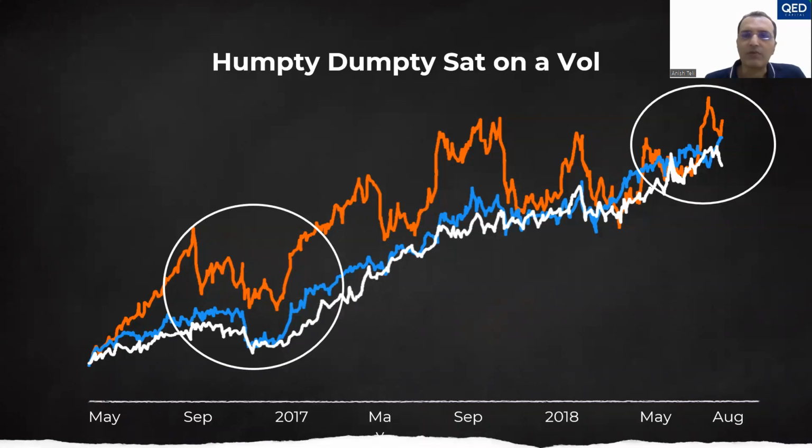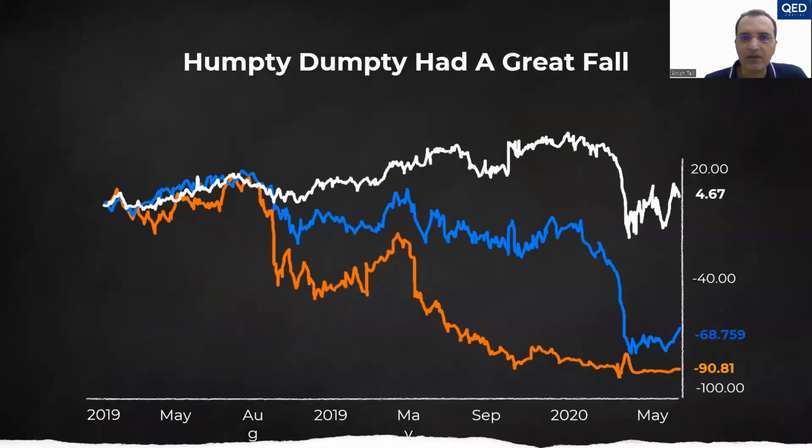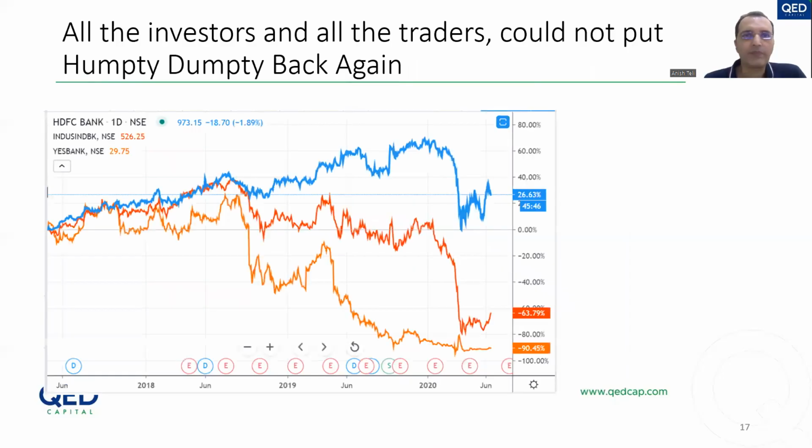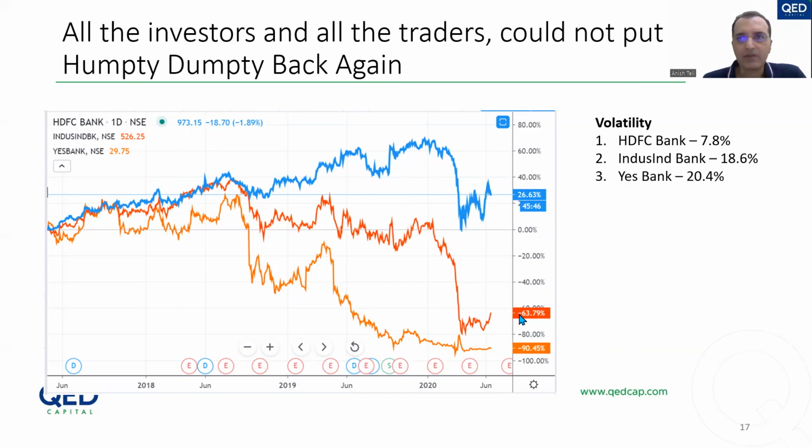If you've seen the video and you've read our weekly letter, you know which one is the orange stock, which is the blue stock, and which is the white stock. The blue and the orange ones started collapsing in the middle of 2019 and completely collapsed in 2020. The white one was HDFC Bank. The other two were IndusInd Bank and Yes Bank. And you can see the volatility of these three stocks, which gives you a clue as to which stock to pick for the future.